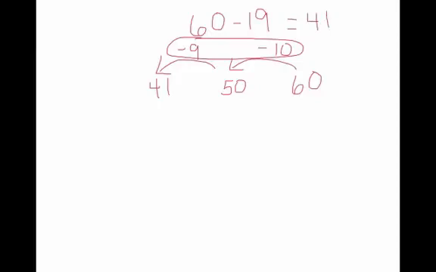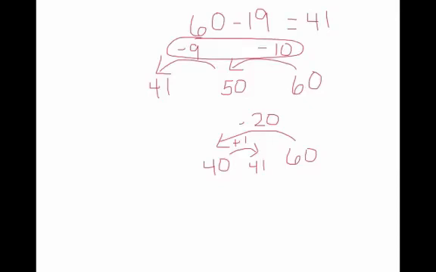Now, another way to look at this is, quite honestly, when I see this problem, I think of it as 60 minus 20 is 40, but then I need to give 1 back because I subtracted too many. I subtracted 1 too many. So therefore, 60 minus 19 is actually 41. Where do you see that I've subtracted 19? Well, you subtracted 20, but then you added 1 back, which is just like subtracting 19.